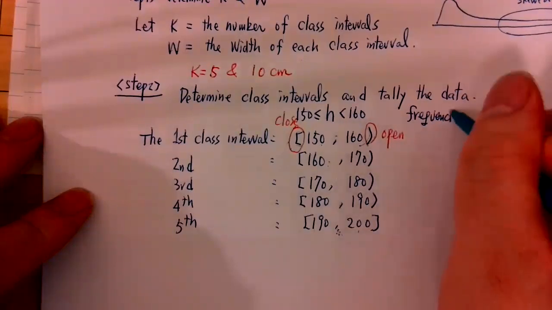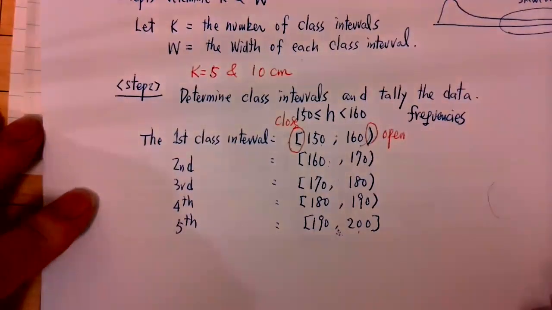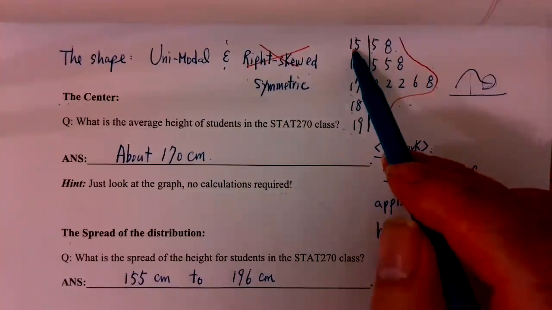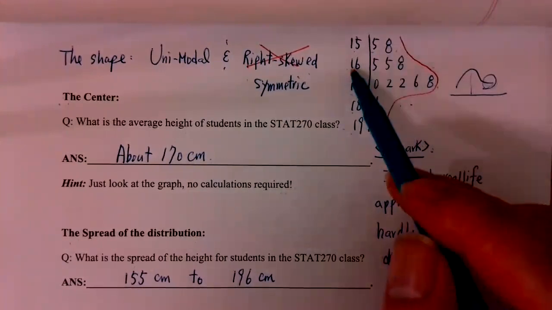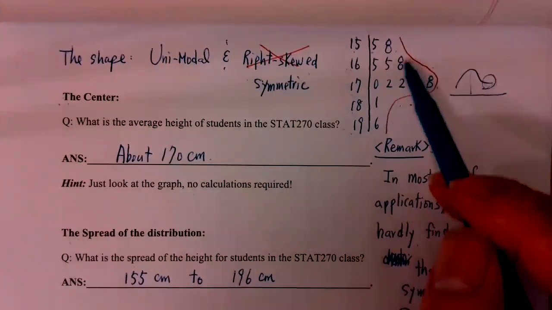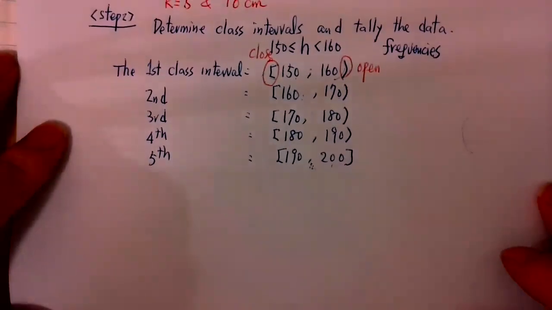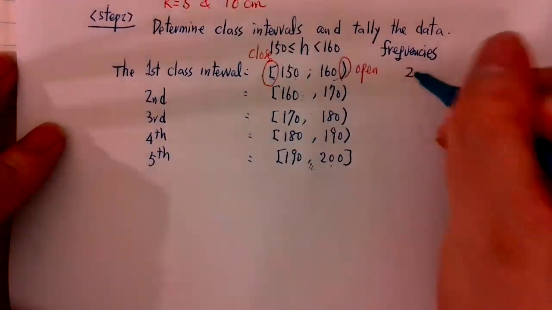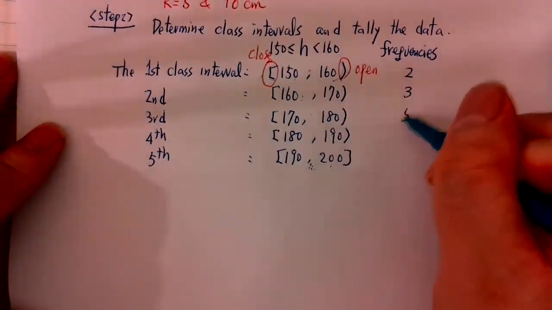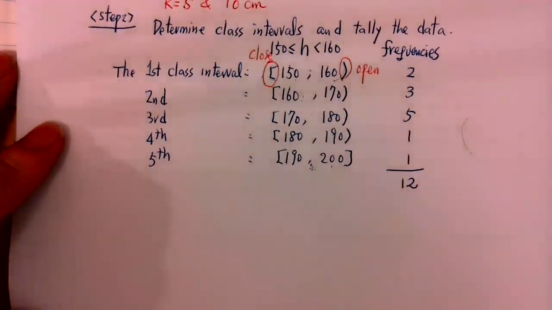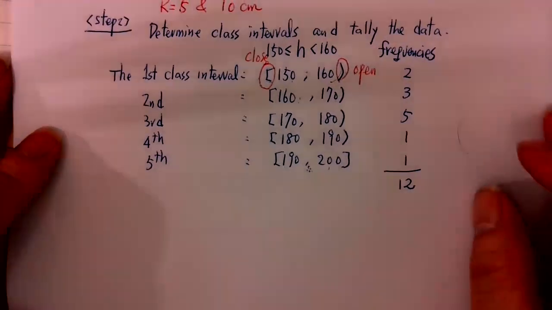Frequencies, okay? How many students in the first class interval? 2. Second class interval? 3. Third class interval? 5. This is 1, this is 1. So let's copy it down here. This is 2, 3, 5, 1, 1. Add up to 12. 12 is the size of our data set, okay?